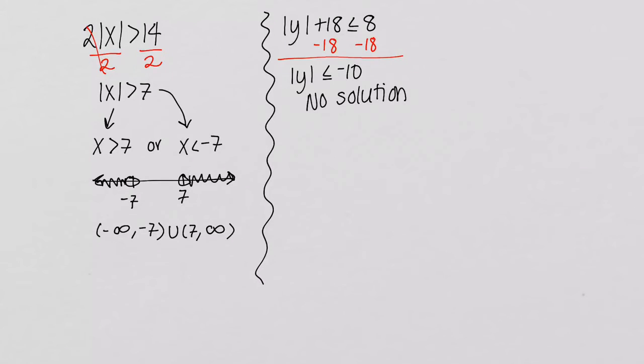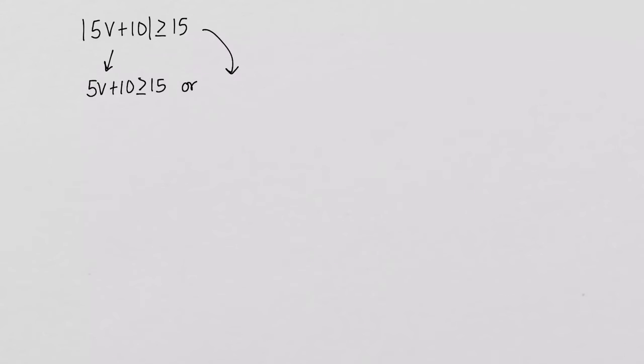All right, let's do some more. Let's say we have the absolute value of 5v plus 10 greater than or equal to 15. The absolute value is by itself right now. It's a greater than sign, so I'm splitting it into two separate equations. 5v plus 10 greater than or equal to 15, or the other equation, 5v plus 10, that'll stay the same, less than or equal to negative 15. And you're going to solve each of these separately.